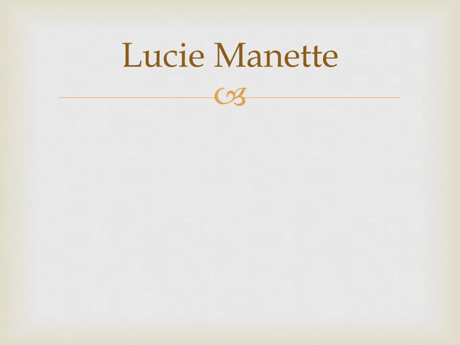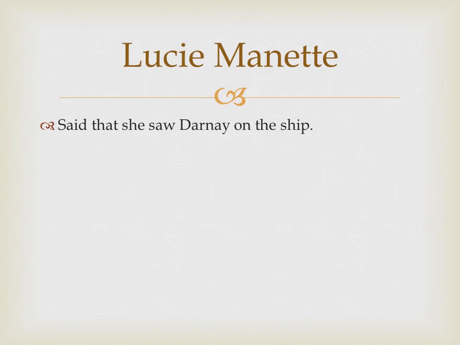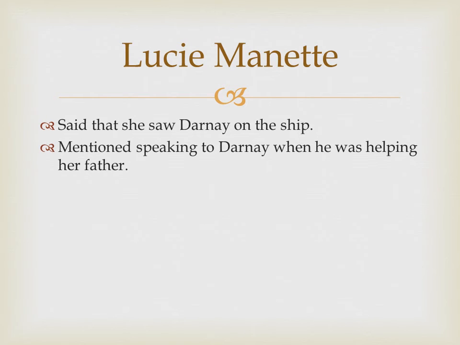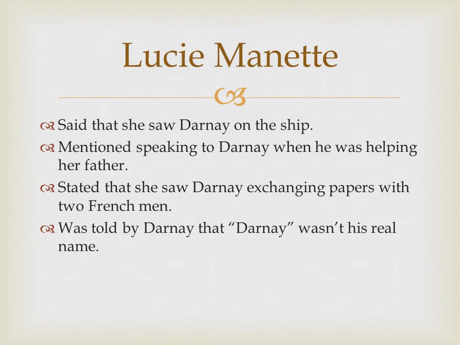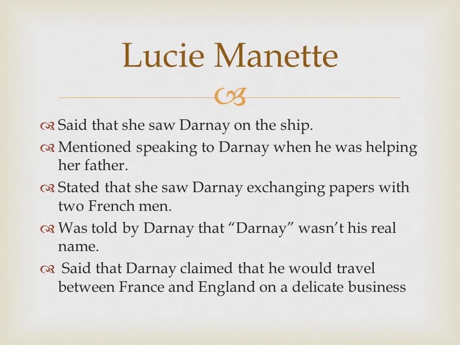The fourth witness is Lucie Manette. She said that she saw Darnay on the ship and he was exchanging papers with 2 Frenchmen. And when she was shown the papers in court, she said that she wasn't sure whether these papers were the same or not. She also mentioned that Darnay told her that this isn't his real name, and he added that he would be traveling a lot between England and France, which was weird as both countries were at war.